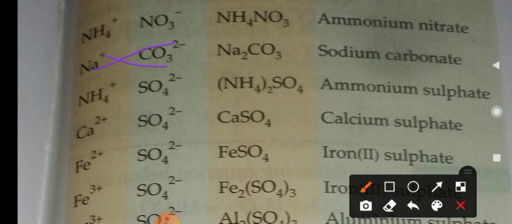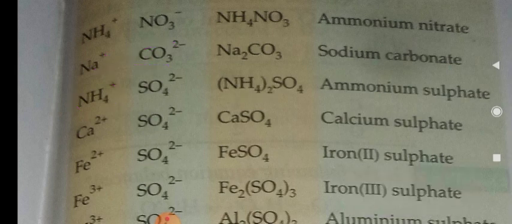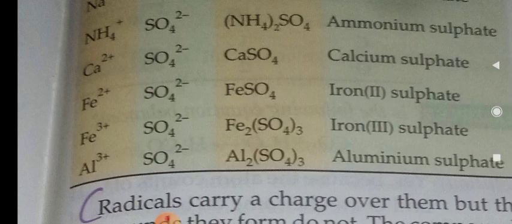NH4 plus and SO4 2 minus. Since NH4 is a radical, the number is valid for the whole radical, so you have to put a bracket here. This bracket indicates NH4 twice with SO4, so you must represent it like this. The next one is Ca2 plus and SO4 2 minus. You can divide by the common factor and it becomes CaSO4. Next, Fe2 plus and SO4 2 minus gives FeSO4.